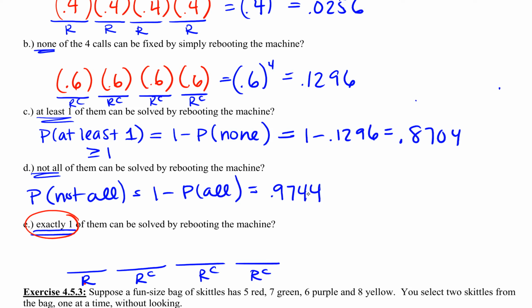Well, the reboot could happen on the 1st, the 2nd, the 3rd, or the 4th. So there are 4 ways that this can happen. 40% chance the first one is fixed by rebooting, 60, 60, and 60. And we just multiply these all together because this needs to happen and this needs to happen. So 4 times 0.4 times 0.6 times 0.6 times 0.6 is 0.3456.